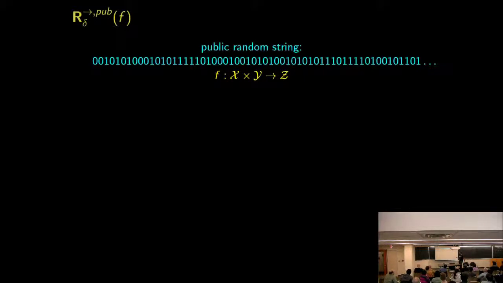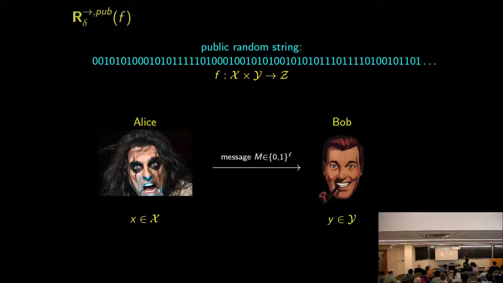So remember, I wrote down at some point that we proved that the R delta arrow pub of universal relation is something. What does this mean? Okay, so here's what it means. The pub means there's a public random string in the sky that everyone can see. F is some function which maps x's and y's. F of xy is some z. Everybody knows the function as well.